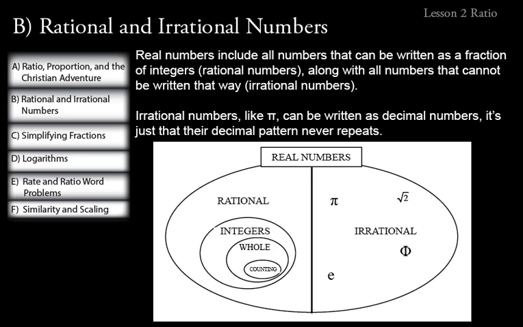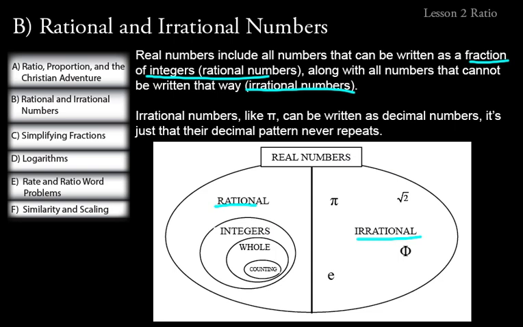Well, moving on to part B on rational and irrational numbers, look at this chart here and notice how the real numbers can be broken into the rational and the irrational numbers, those two groups. Real numbers are anything that can be written as a fraction of integers, that's the rational numbers, along with all the numbers that can't be written that way. Those are the irrational, the unreasonable numbers, the ones that totally freaked out the Pythagoreans.